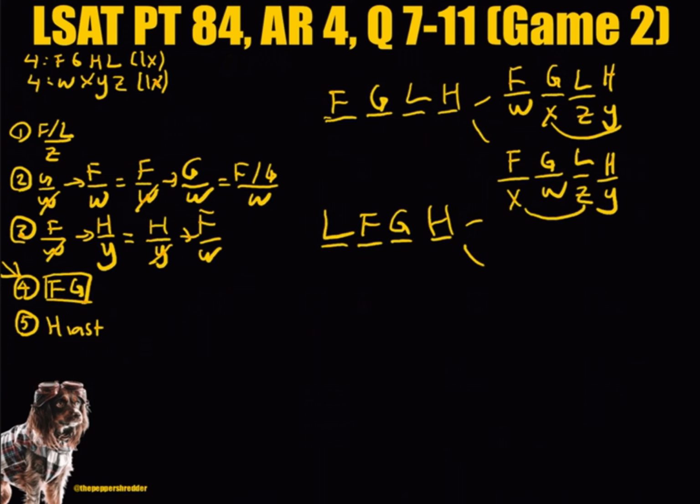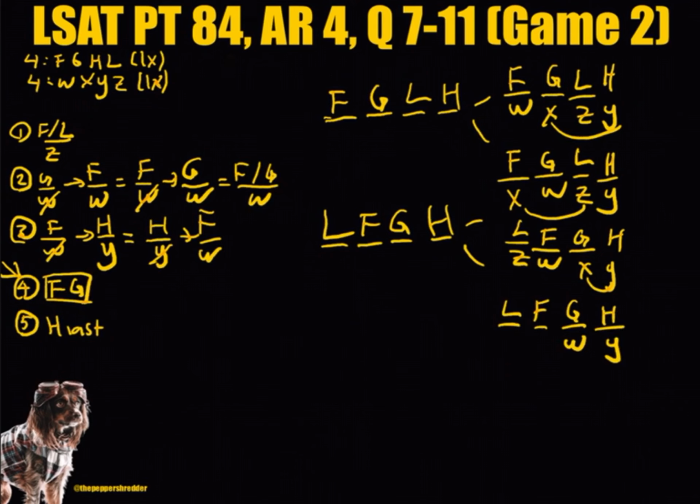In the third instance, we can also group F with W. In this case, L would then be grouped with Z. The remaining projects X and Y are interchangeable. In the last instance, we can have G grouped with W. This would force H to be grouped with Y per Rule 3. Then L must be grouped with Z. This would leave F to be grouped with X. Now we are ready to answer the questions.